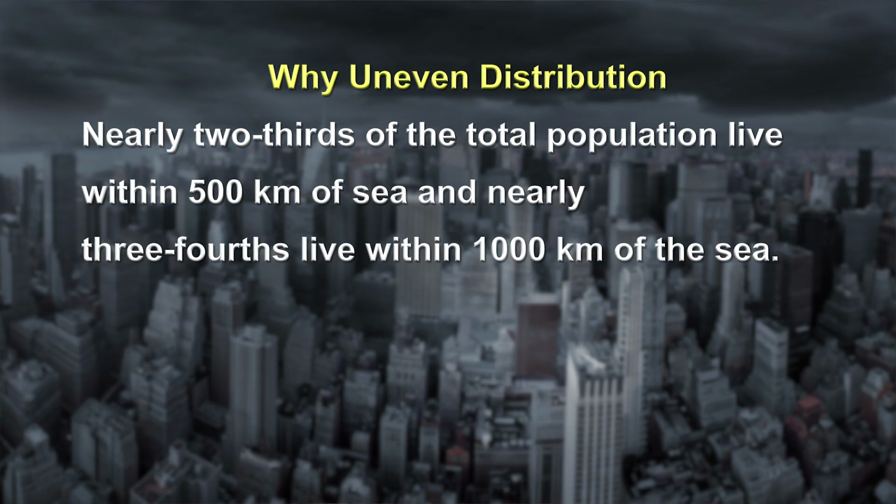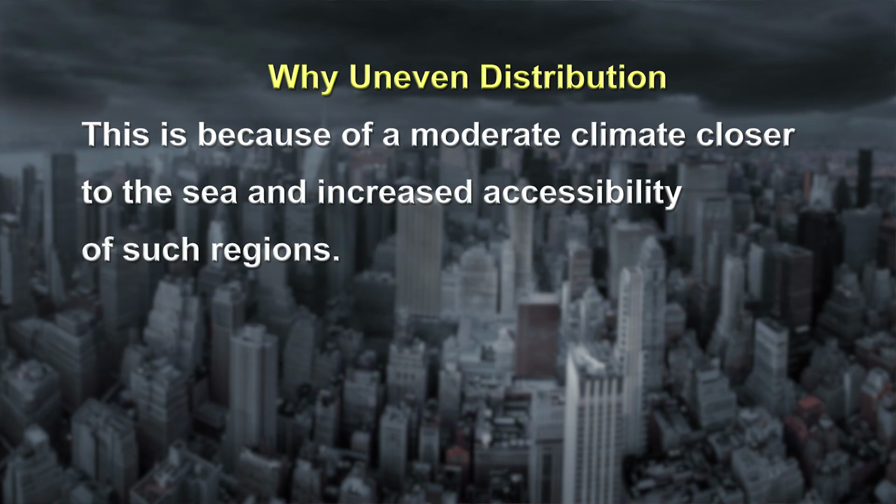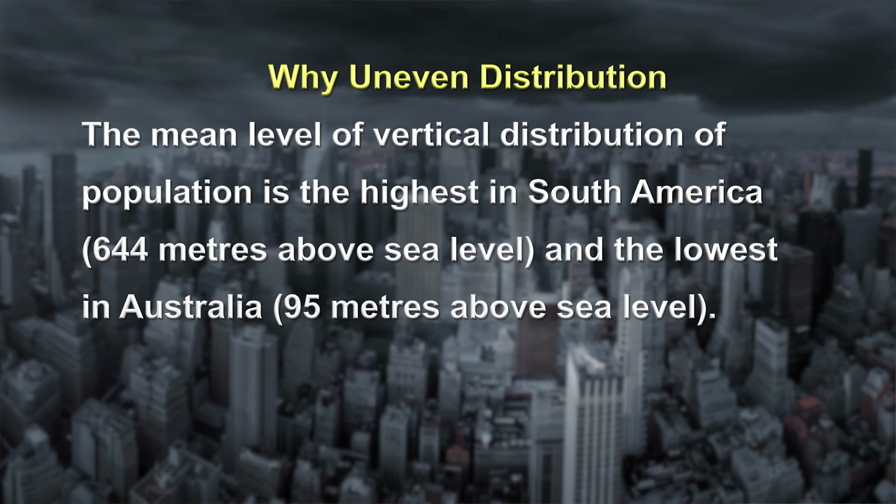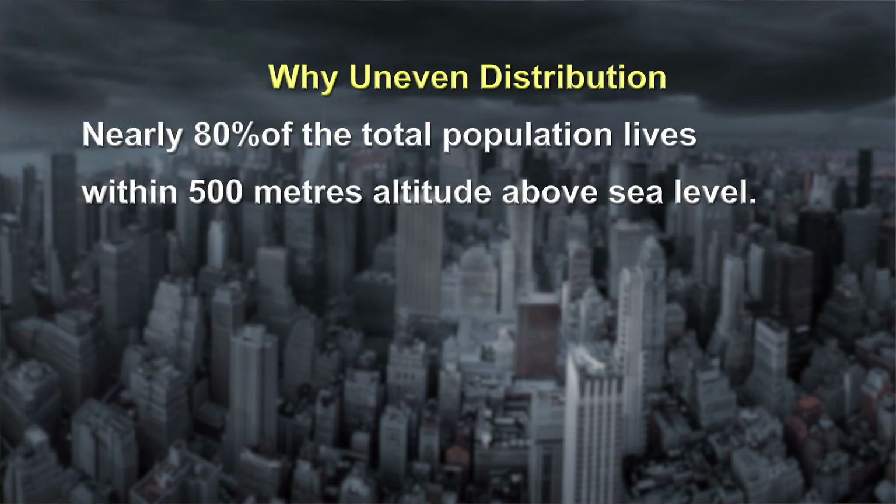Nearly 2/3 of the total population live within 500 kilometers of the sea and nearly 3/4 live within 1000 kilometers of the sea. This is because of the moderate climate closer to the sea and increased accessibility of such regions. The mean level of vertical distribution of population is the highest in South America with 644 meters above sea level, and the lowest in Australia with only 95 meters above sea level. Nearly 80% of the total population lives within 500 meters altitude above sea level.